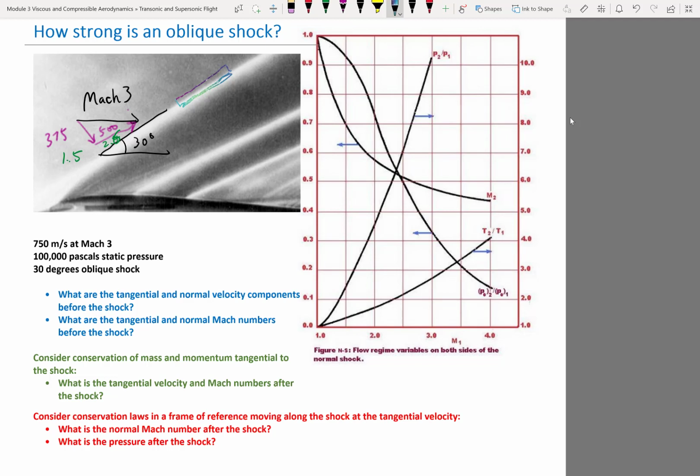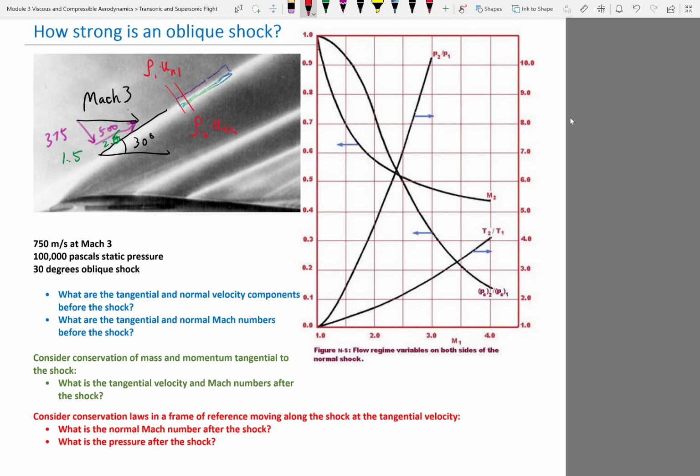So that actually is a minor concern. Basically, rho 1 times u normal 1 is equal to rho 2 times u normal 2. All right? Okay?